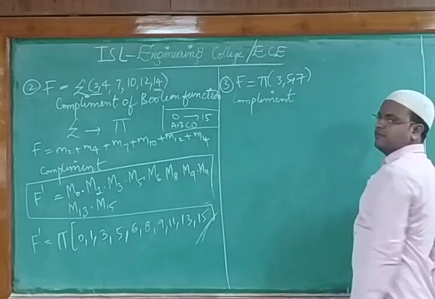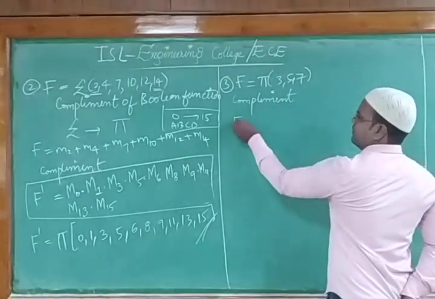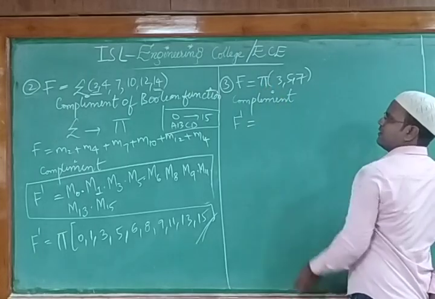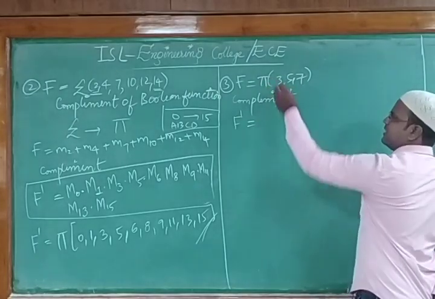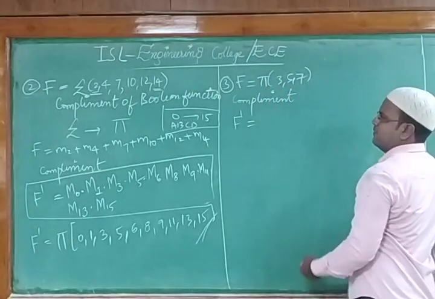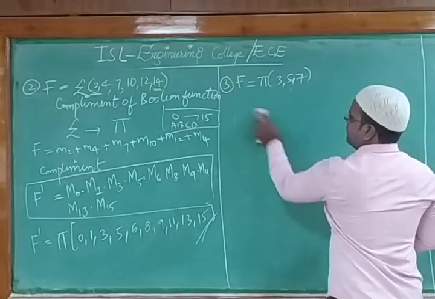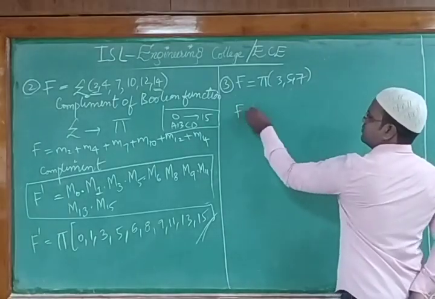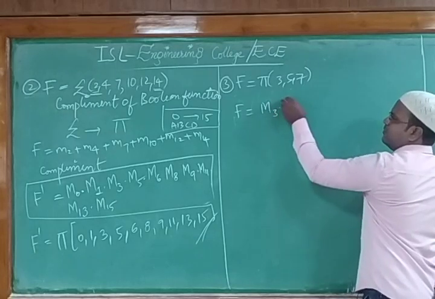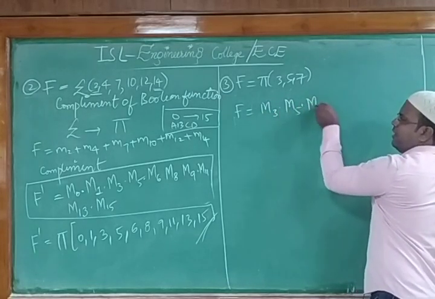So in order to do this complement, what we'll do? We'll take the function complement. F complement is equal to the pi. So what is the pi term? Before doing this, what we'll write? We'll write in terms of pi. So before taking complement, what we'll write? We'll write F. So F is equal to product from M3 into M5 into M7.